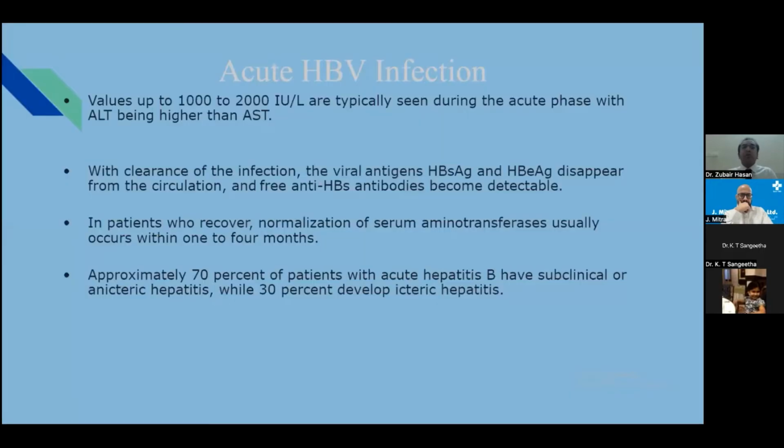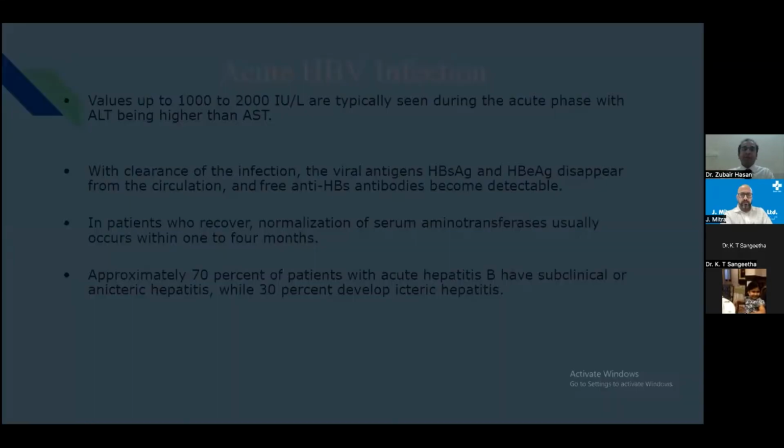Values up to 1000 to 2000 international units per liter are typically seen during the acute phase, with ALT being higher than AST. With the clearance of infection, the viral antigens HBsAg and HBeAg disappear from the circulation and free anti-HBs antibodies become detectable. In patients who recover, normalization of serum aminotransferases usually occurs within 1 to 4 months. Approximately 70% of patients with acute hepatitis B have subclinical or anicteric hepatitis. They do not have jaundice, while 30% develop icteric hepatitis.